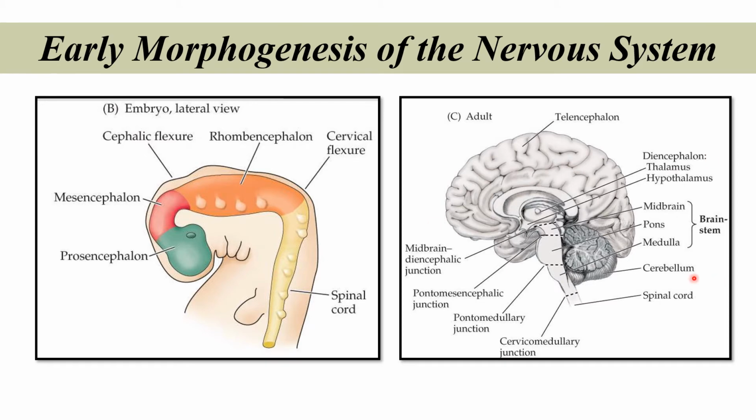Okay, so in an adult form, ito na yung mga derivatives ng inyong mga early morphogenic structures. Okay, so here you already have your telencephalon, the diencephalon, the thalamus, hypothalamus, the brainstem, which includes the midbrain, the pons, and then the medulla. Okay, and then you have the cerebellum or the hindbrain, and then the spinal cord. Okay, so just be familiar with these parts.